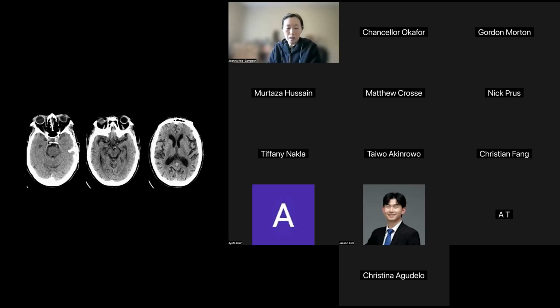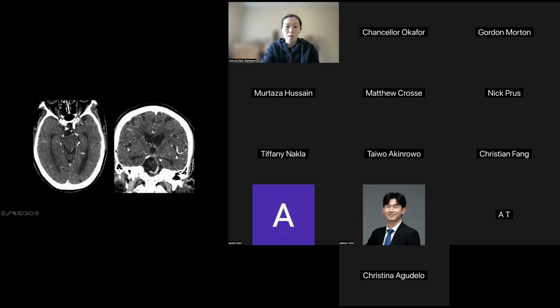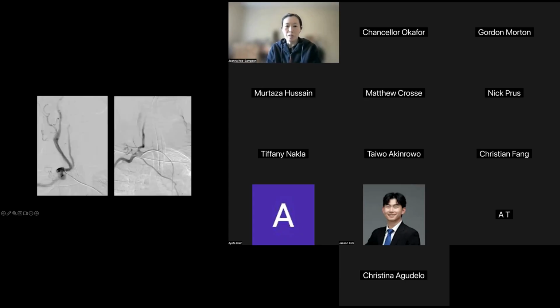So here is a non-contrast CT scan. Now, remember how we talked about one of the things that we look for on non-contrast CT scan is the hyperdense vessel sign. So in this case, we see this hyperdense vessel here, and this is the tip of the basilar artery. So this is the CTA. You could see that this is the opacified basilar artery and then the thrombus in the distal basilar artery. So this is a posterior circulation stroke.